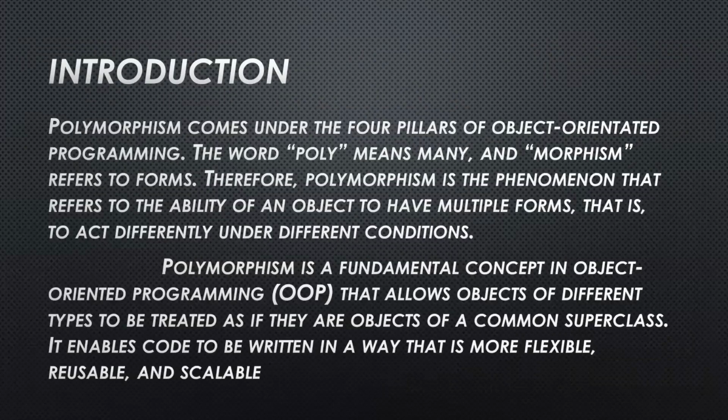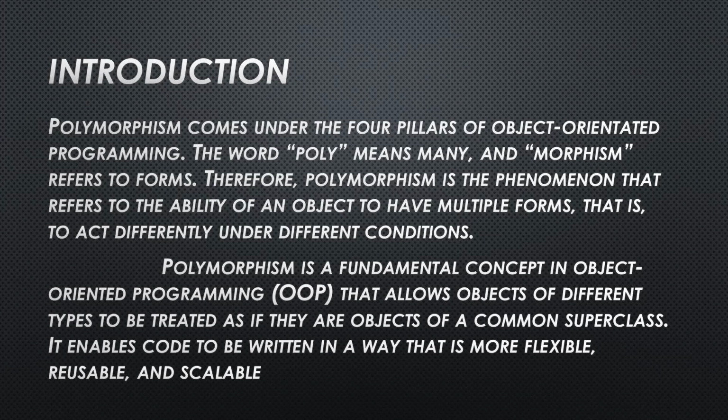Introduction. Polymorphism comes under the four pillars of object-oriented programming. The word poly means many and morphism refers to forms. Therefore, polymorphism is the phenomenon that refers to the ability of an object to have multiple forms, that is, to act differently under different conditions. Polymorphism is a fundamental concept in object-oriented programming that allows objects of different types to be treated as if they are objects of a common superclass. It enables code to be written in a way that is more flexible, reusable, and scalable.